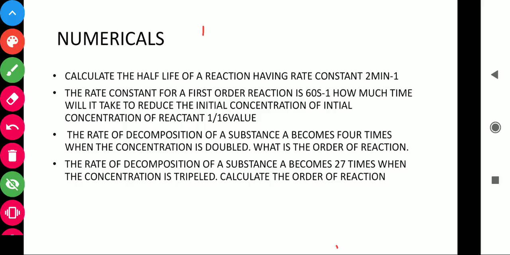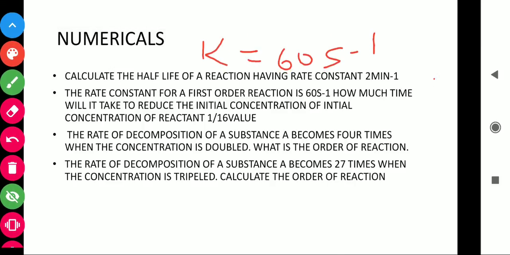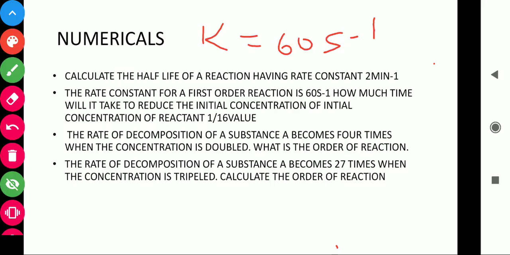The second question is the rate constant. K is equal to 60 second inverse. Again, we get here that the reaction is a first order reaction. How much time, it means we need to calculate T, will it take to reduce the initial concentration of reactant to 1 by 16?